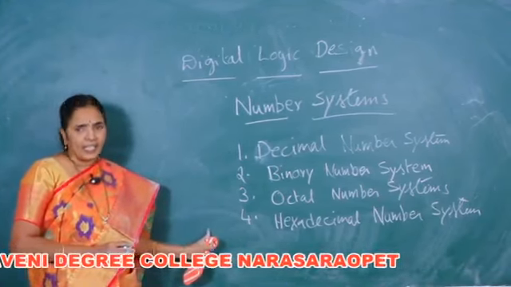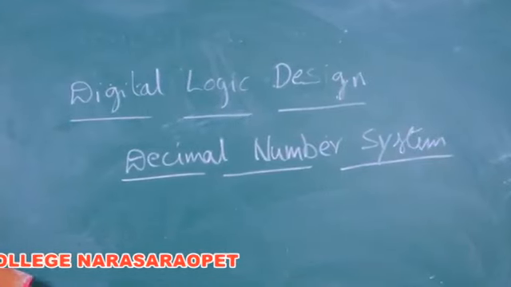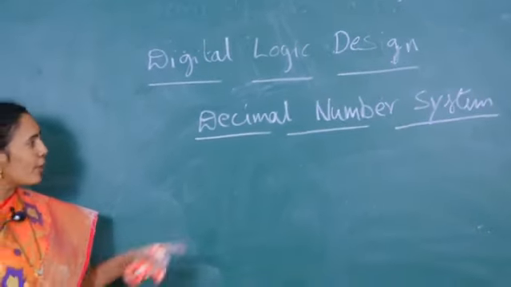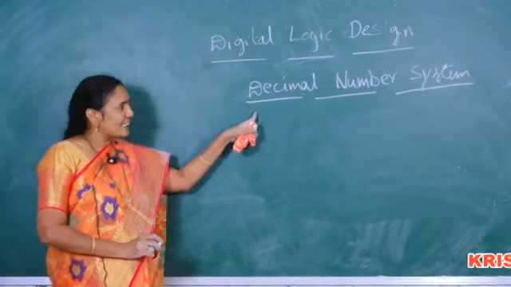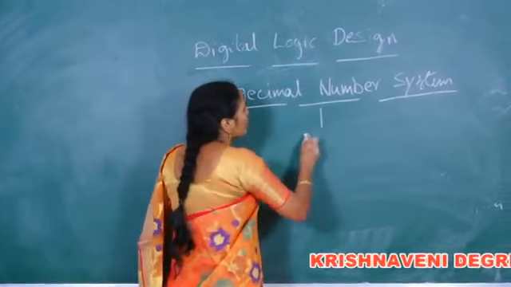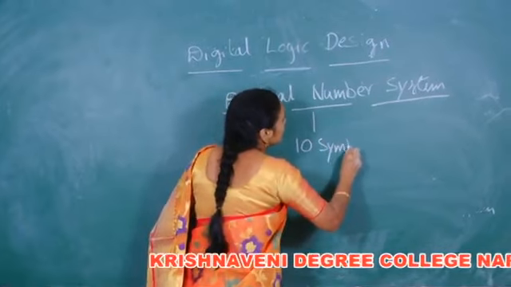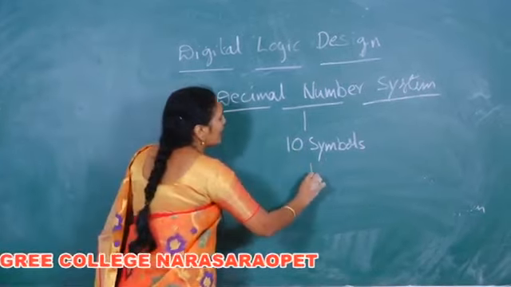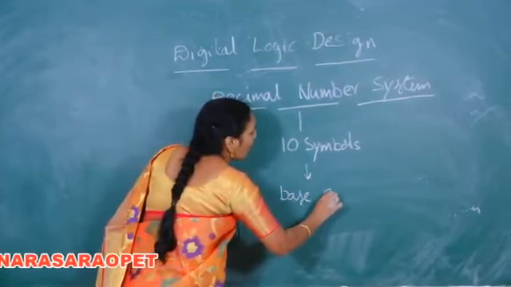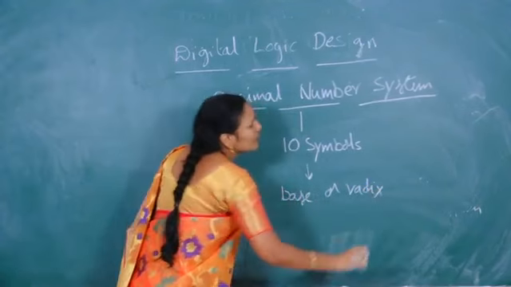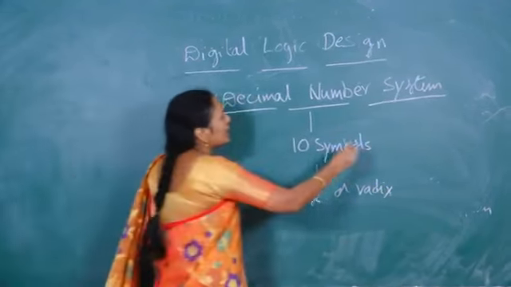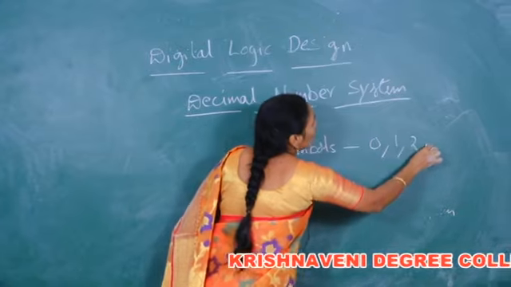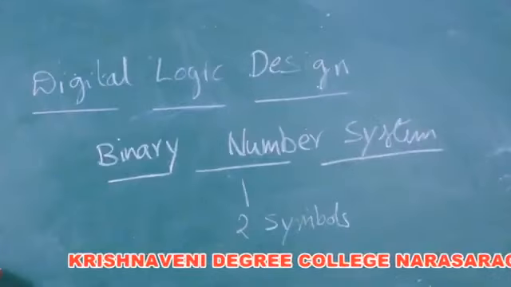Decimal number system is the number system which is used by the human being. From the word decimal, we can understand this number system uses 10 symbols. The number of symbols used in that number system is called its base or radix. The 10 different symbols used in decimal number system are 0, 1, 2, etc. up to 9.